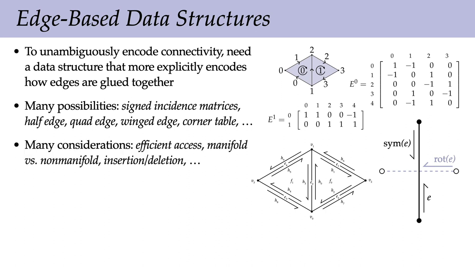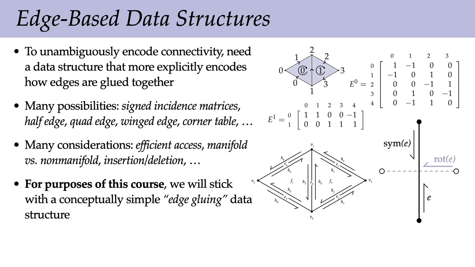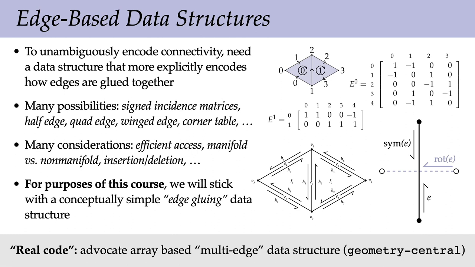For the purposes of this course, we're going to stick to a conceptually simple data structure that you've already looked at, which is this edge gluing data structure. Now, when it comes to real code that does a lot of interesting things with intrinsic triangulations, we've found that sticking with an efficient array-based version of half-edge, what we call a multi-edge data structure, really works quite well. It's very efficient, just as efficient as working with a vertex face adjacency list. But to keep our descriptions simple for this course, we're going to stick with this edge gluing table, which is just an ordinary array.